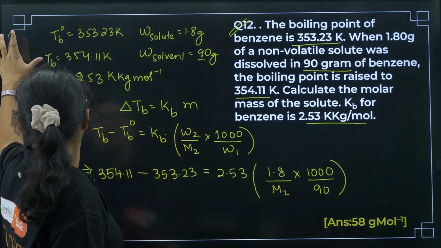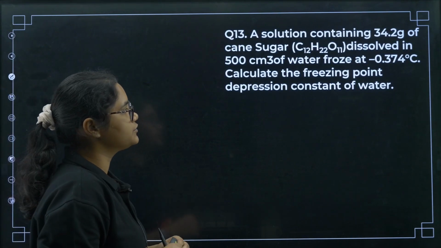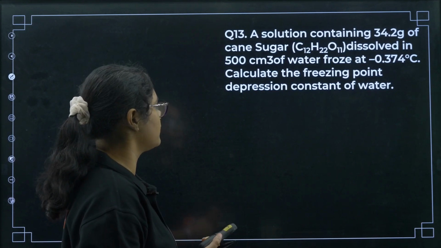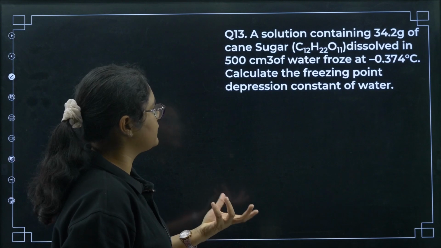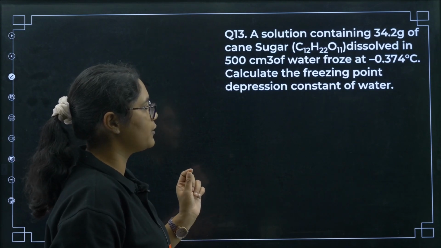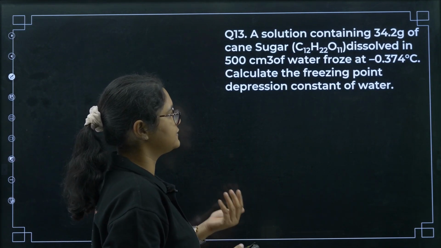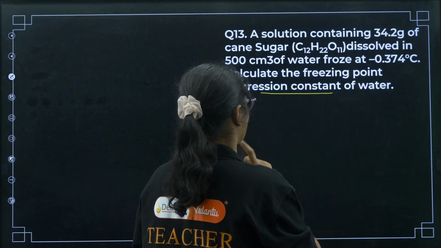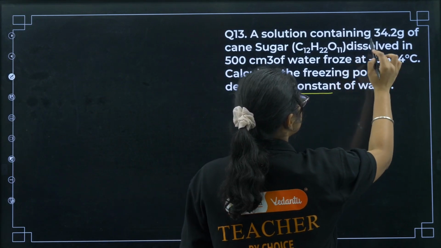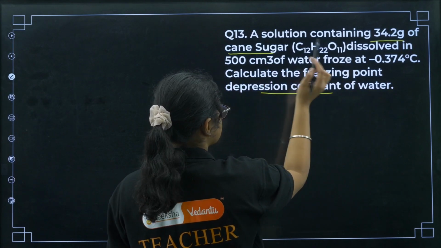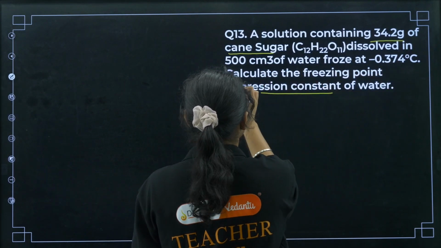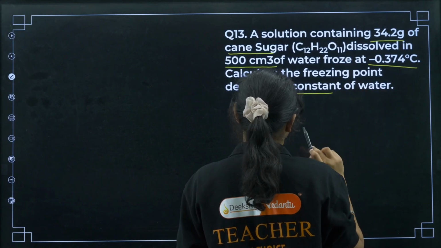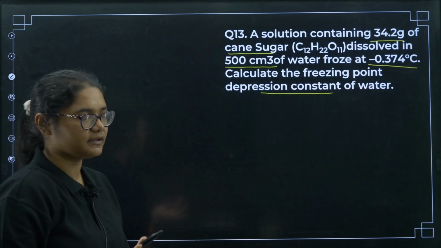Now moving towards the next question. A solution containing 34.2 gram of cane sugar dissolved in 500 centimeter cube of water froze at minus 0.374 degrees Celsius. Calculate the freezing point depression constant of water. So we have 34.2 gram of cane sugar, this is the solute, dissolved in 500 centimeter cube of water, and the freezing point is also given. Very similar to the previous question.